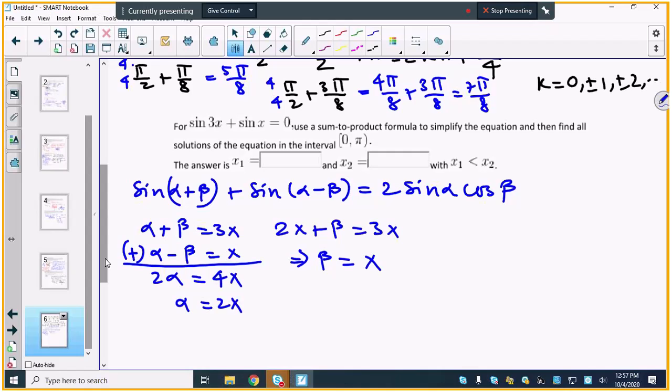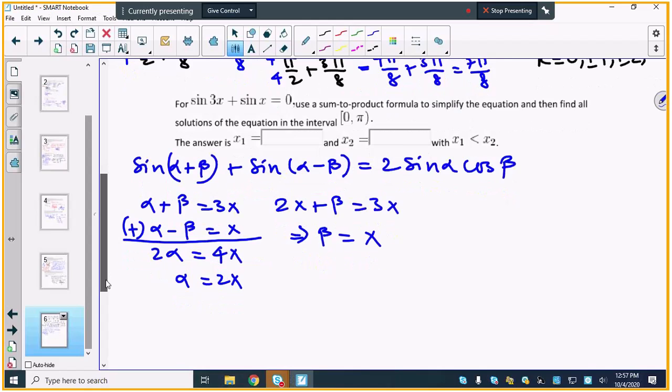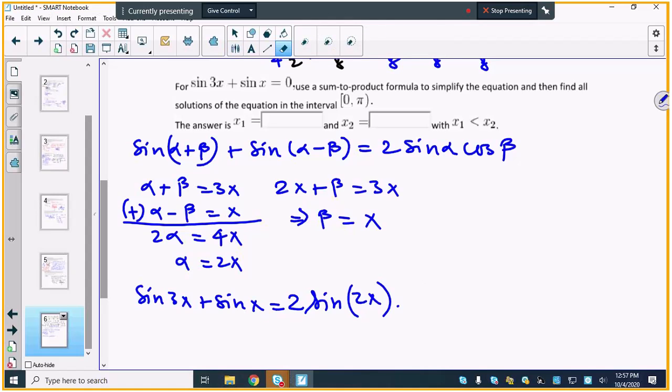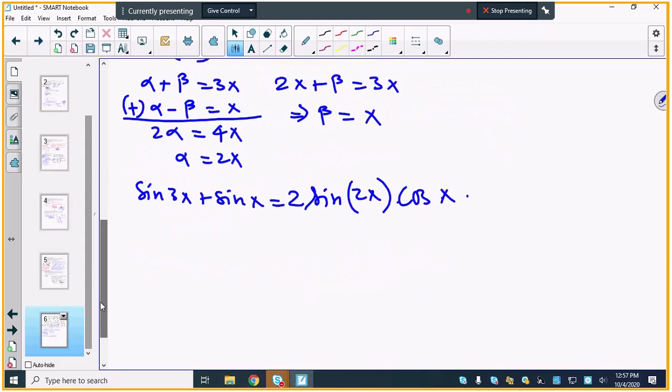Which will help us a lot, because now instead of writing sine 3x plus sine x, I will change it to the right hand side. You can write it as 2 sine alpha, remember that is 2x, and then you have cosine beta, and remember that is cosine of x. And that thing is equal to 0.